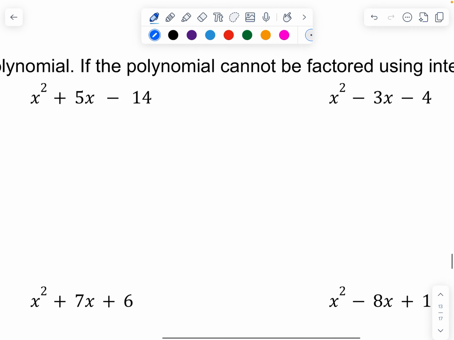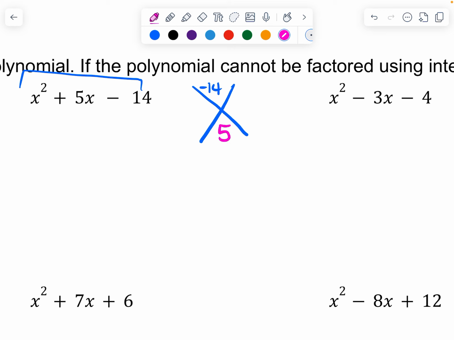Okay, let's try it over here. I take these two numbers and I multiply them together and I get negative 14. Then I take the b value, which is 5, and I put it here. So I need to know all the factors of negative 14 that add to 5. So I have 1 and negative 14, negative 1 and positive 14, 2 and negative 7, and negative 2 and positive 7. Which one, when they add together, are going to get you 5? This one is the one that would add together to get 5.